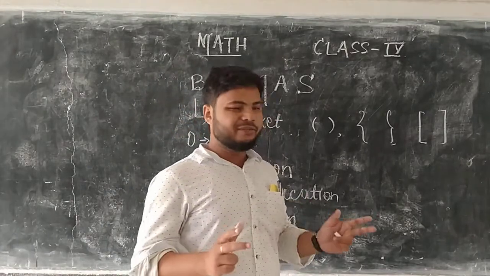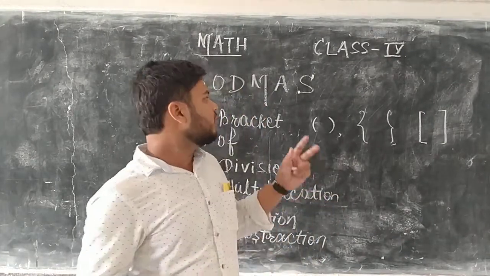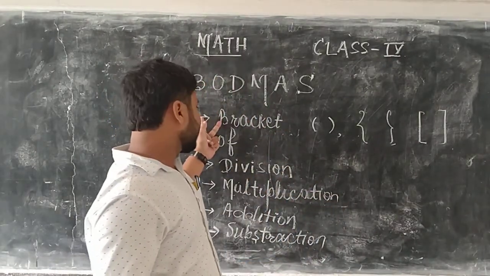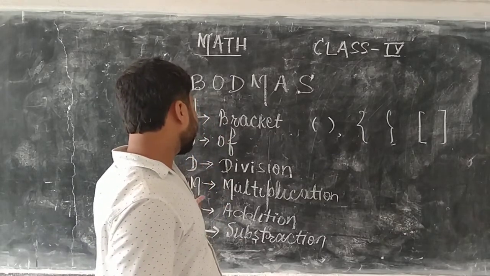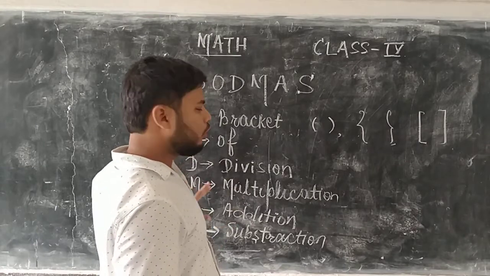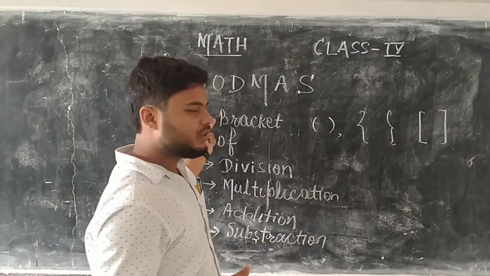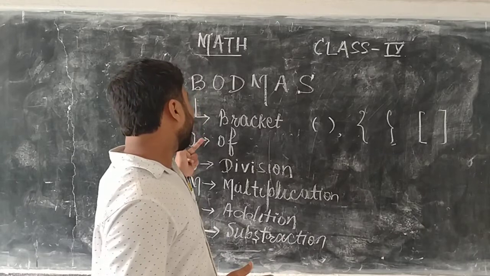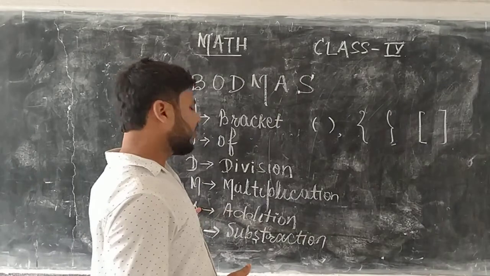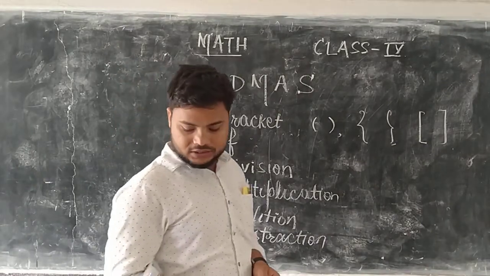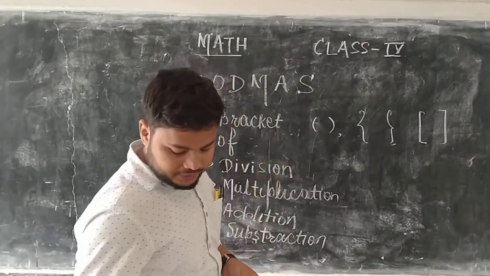It means a simplification may have many operations at a time. If bracket, of, division, multiplication, addition and subtraction are all present in a simplification, then we will work the bracket first. After that we will work of, after that division, after that multiplication, after that addition, and after that subtraction. Clear? Okay, we have some questions here.